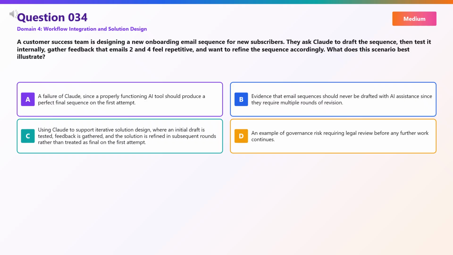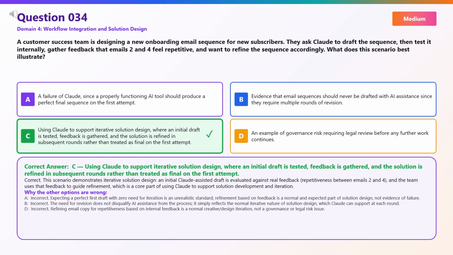The correct answer is C. Using Claude to support iterative solution design, where an initial draft is tested, feedback is gathered, and the solution is refined in subsequent rounds rather than treated as final on the first attempt. This scenario demonstrates iterative solution design. An initial Claude-assisted draft is evaluated against real feedback, repetitiveness between emails 2 and 4, and the team uses that feedback to guide refinement, which is a core part of using Claude to support solution development and iteration.